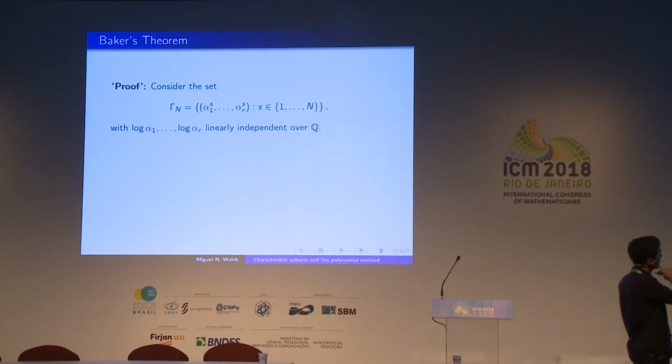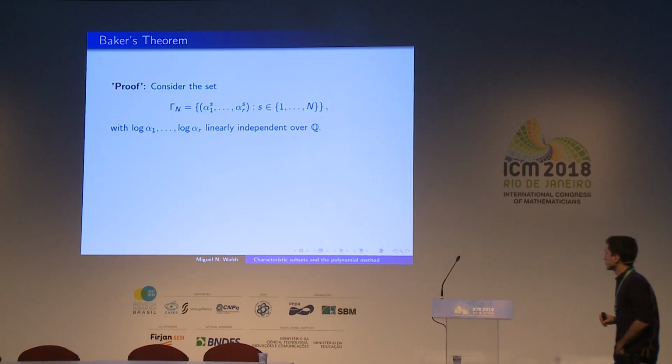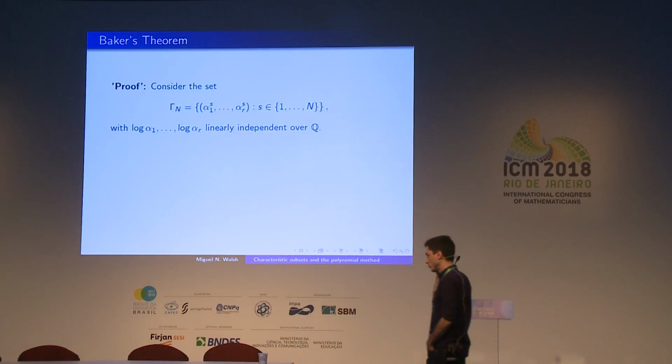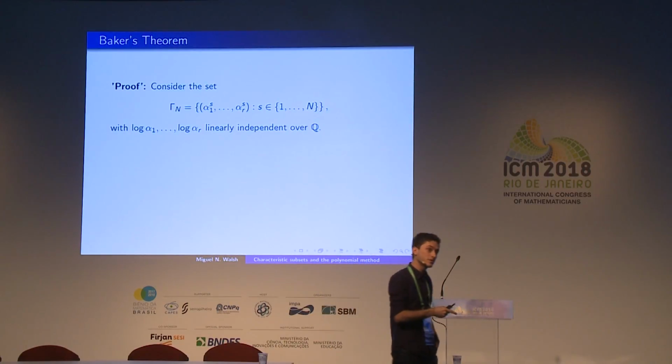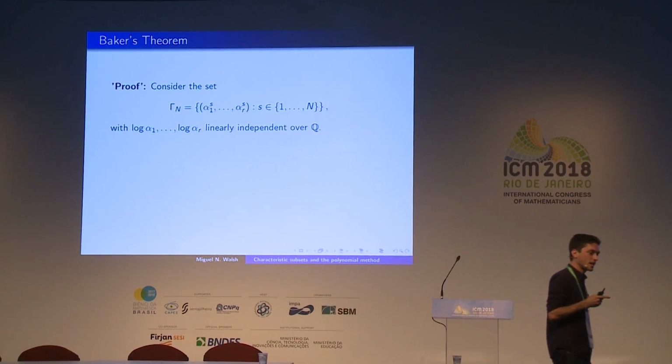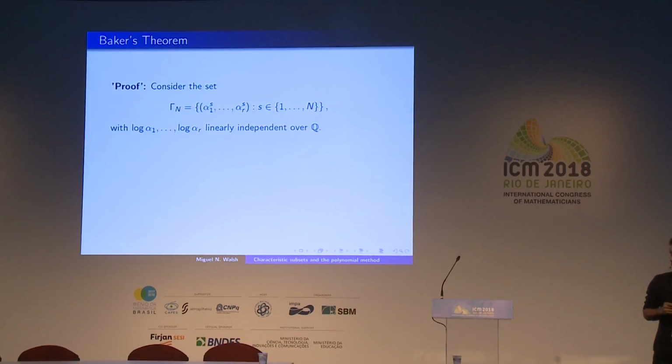So the sets of the form gamma sub M, given by the elements of the form alpha 1 to the s, alpha 2 to the s, ..., alpha r to the s, for s in the first M integers. So we study this particular set of points with the logarithms linearly independent over the rational numbers. That's the assumption of the result. So we proceed in the same way. First, we want to locate the characteristic subset, and for this we use the structure of the problem we are studying. In the case of the Kakeya theorem, we use that a Kakeya set has a line in every direction to show that it's a characteristic subset.